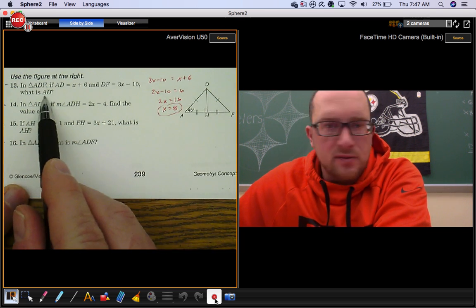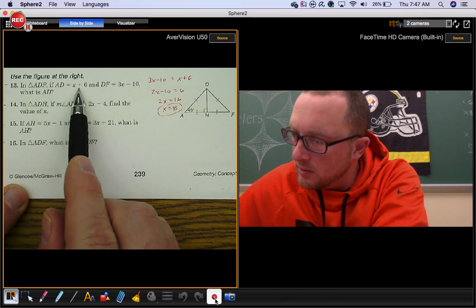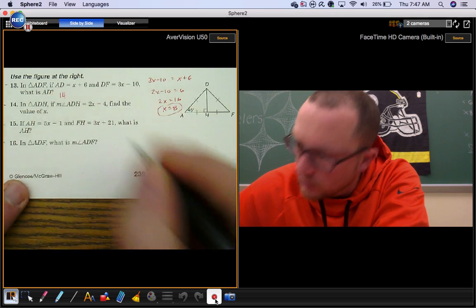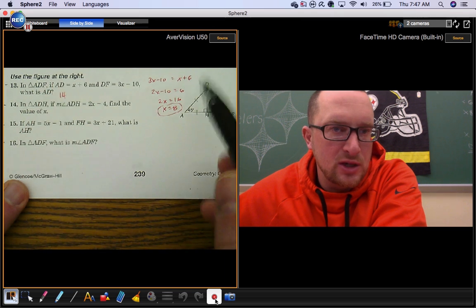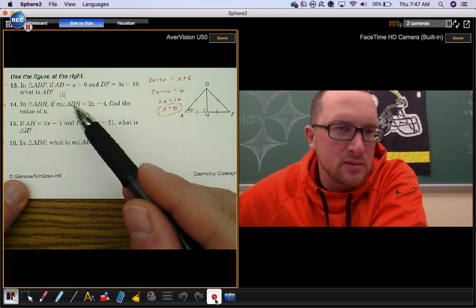That's not what they ask you to find. They ask you to find distance from A to D. Well, distance from A to D is 8 plus 6. 8 plus 6 is 14. You can check your work here as well. 3 times 8 is 24. 24 minus 10 is the same 14.